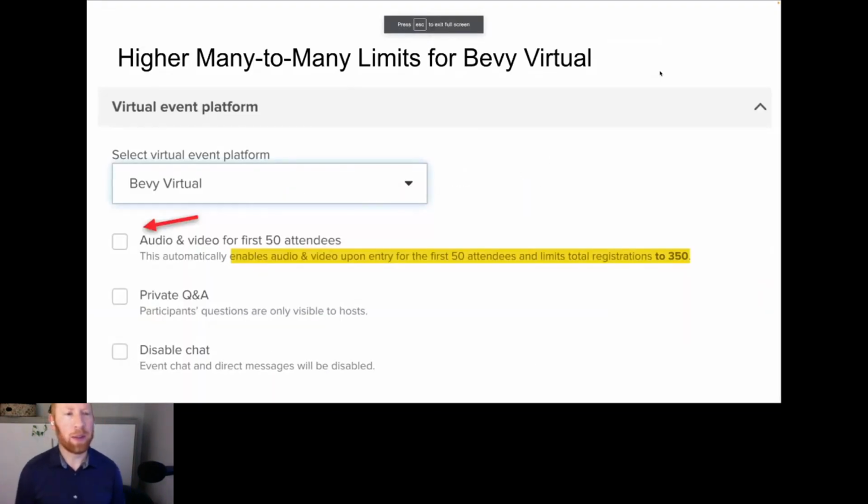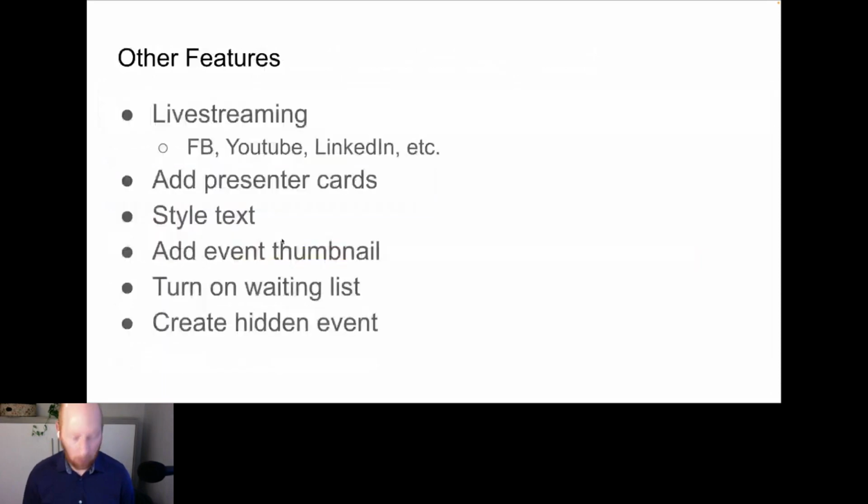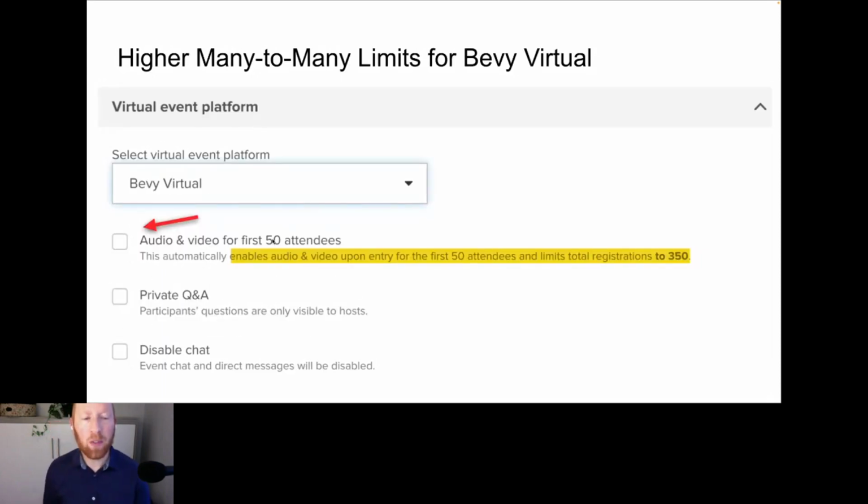The next thing I wanted to mention is the higher limits on the many-to-many feature of Bevy Virtual. So as you've seen in the past, if you select Bevy Virtual as your virtual event platform, it has always limited you to 50 people who can get on camera at once. But of course, what we really find is that it also limited the total registrations to 50. So you'd have an event that would cap out with 50 registrations, but actually we know that all 50 of those people aren't going to show up.